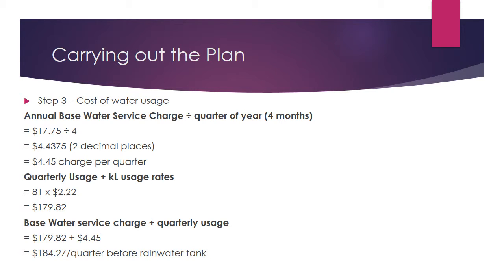The quarterly usage plus the kilolitre usage rate, which is 81 by $2.22, which equals $179.82. The base water service charge then plus the quarterly usage is $179.82 plus $4.45, equaling a total of $184.27 per quarter before the rainwater tank.